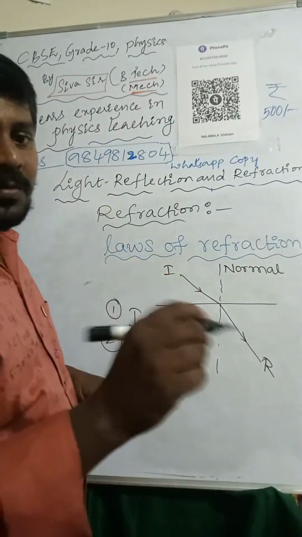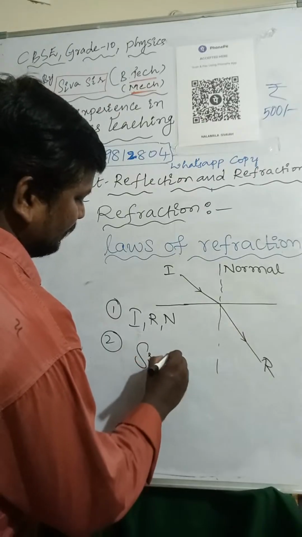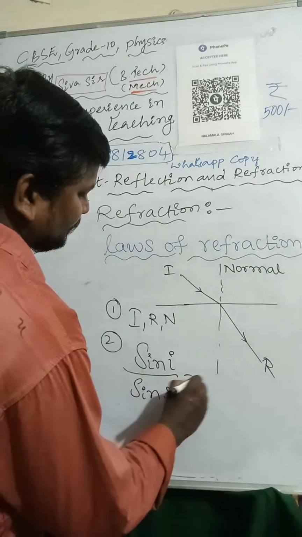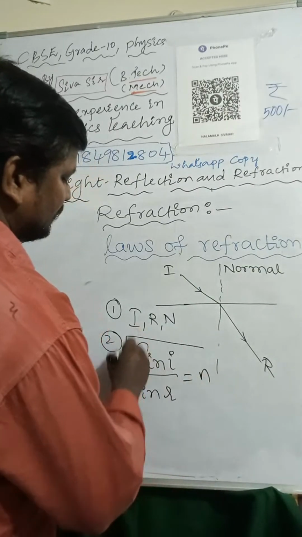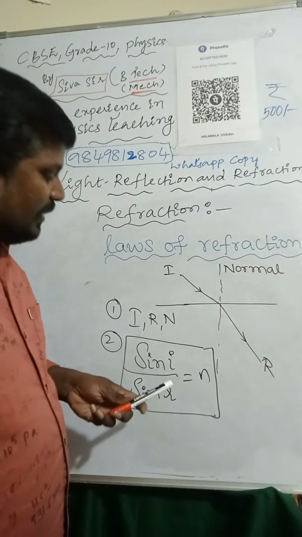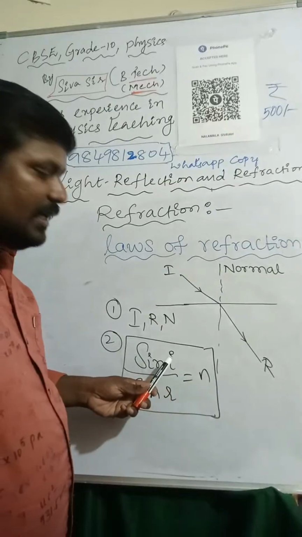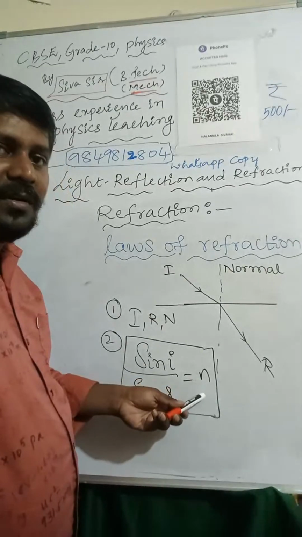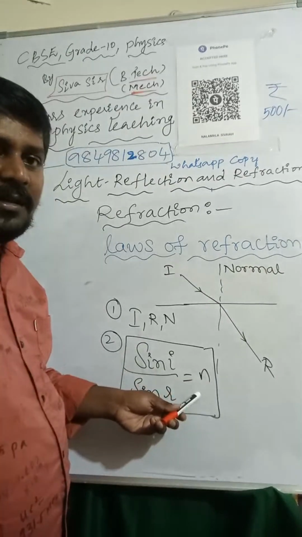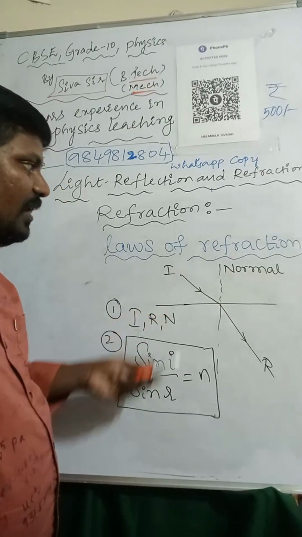And one more point: the ratio of the sine of the angle of incidence to the sine of the angle of refraction is equal to a constant. Here you can observe, the ratio of sine of angle of incidence to sine of angle of refraction equals a constant. So these two are the laws of refraction.